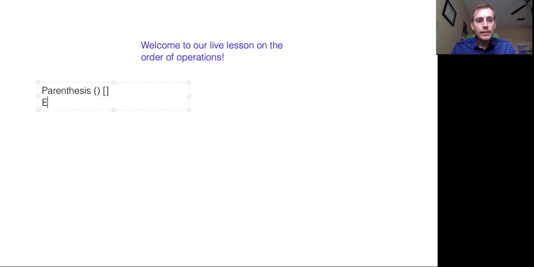Then we have E. E stands for exponent. An exponent would be something like 2 to the third power or 5 to the seventh power. That would be next in our order of operations.